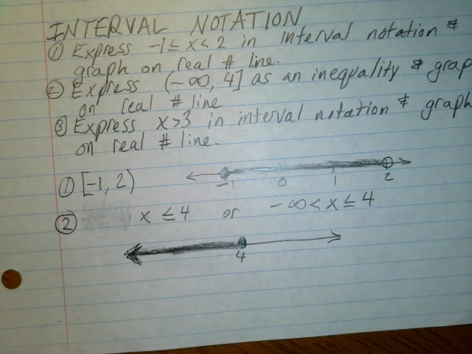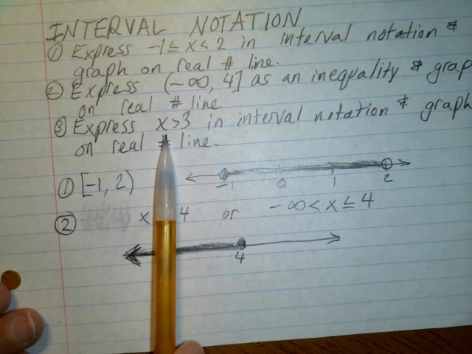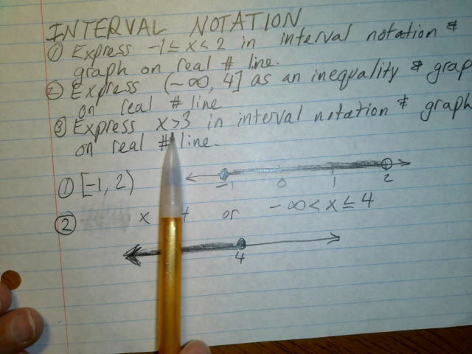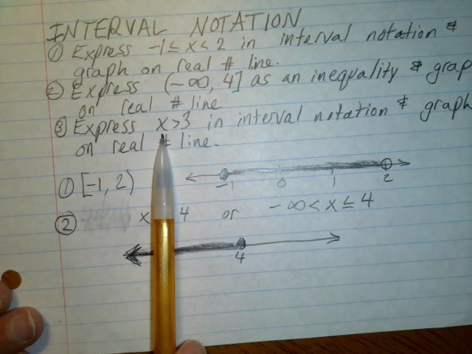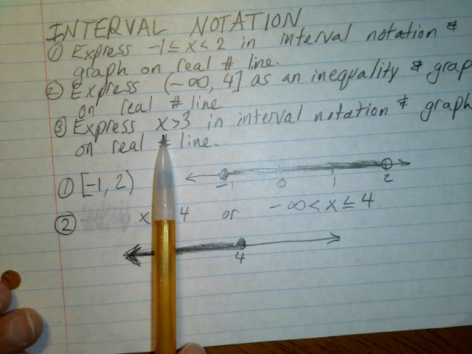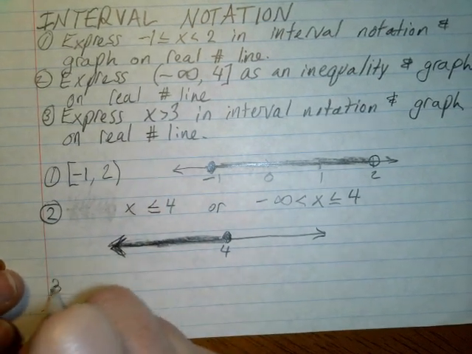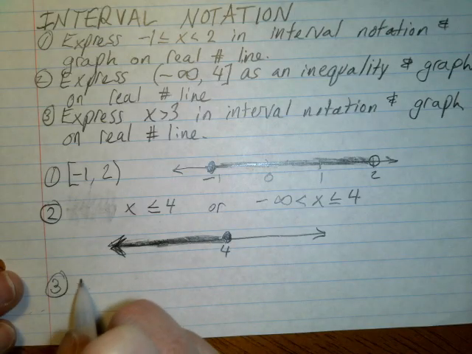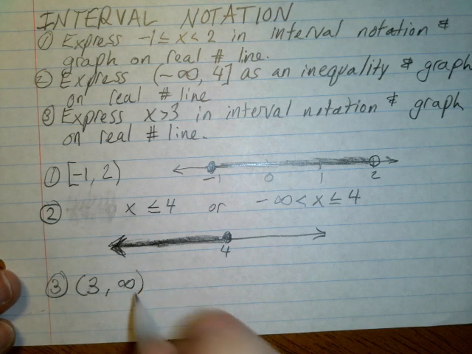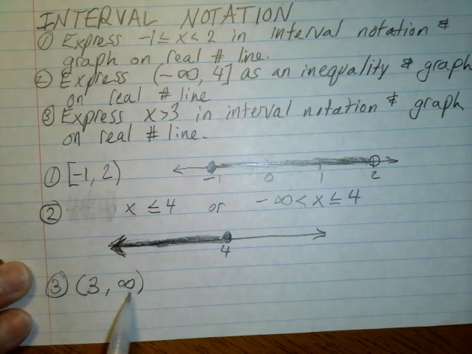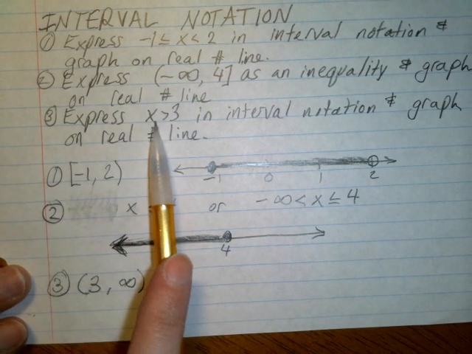Okay, for the last one, we have a similar situation. We're only given the one-sided inequality. So when x is greater than 3, that means x could be really, really big, like 10,000, a million, 10 million, 10 billion. So anything all the way going up to infinity will satisfy that inequality. So that means 3 is going to be one end, and then infinity is going to be the other end. And I'm using the round bracket for each of them because 3 does not satisfy this inequality.